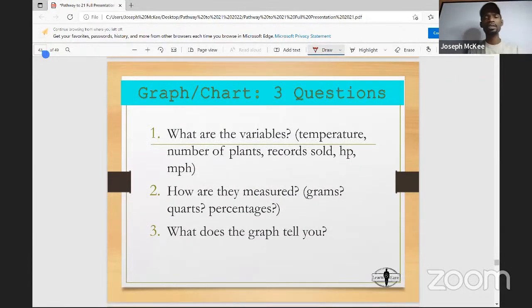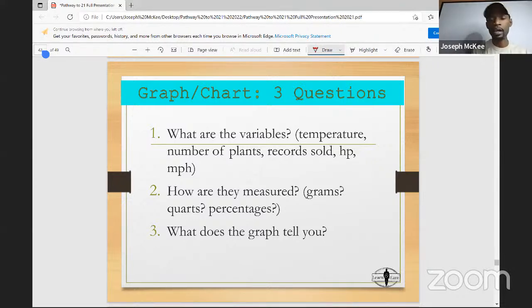So when you're looking at those charts and graphs, remember, we're going to read the passage. So those are some words. We've got to be able to identify and understand what those passages are saying. But when we get to the charts and the graphs, you've got to ask yourself 3 questions. What are the variables? They generally have a legend, so you're going to be able to identify what those variables are.